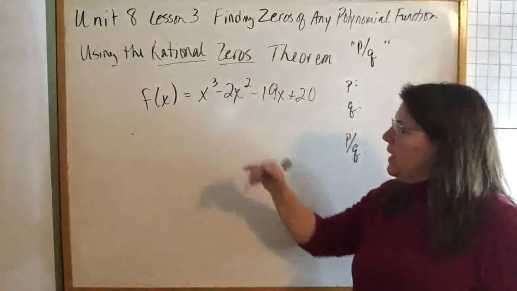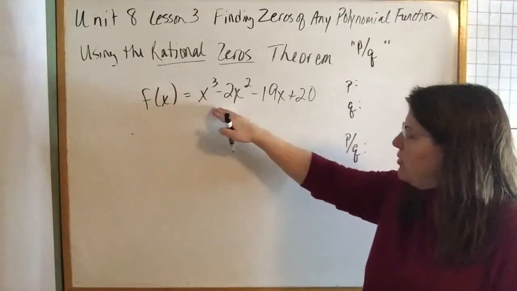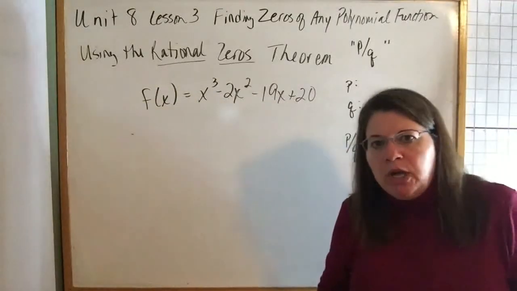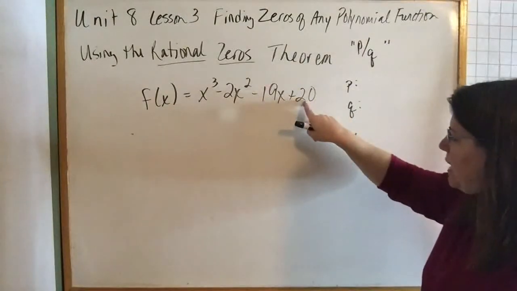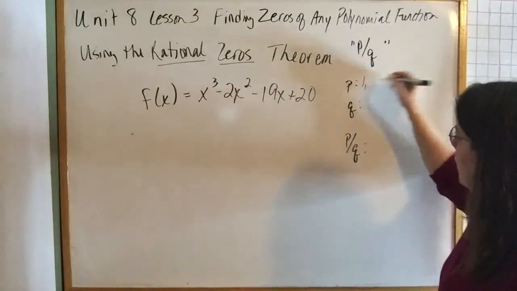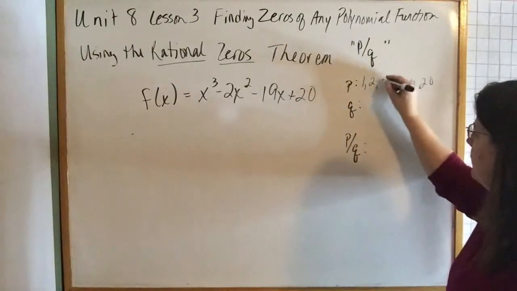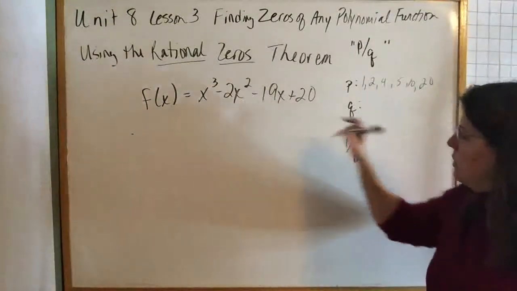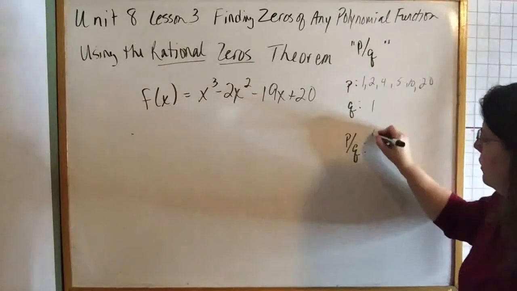Here's another one. I'm going to go ahead and tell you factoring by grouping will not work. If we take an x squared out here, we have an x minus 2. Nothing comes out of these two. So factoring by grouping is not going to work. So we're going to have to use the P over Q method. The P values here, the factors of 20, would be 1, 20, 2 and 10, 4 and 5. The Q values are 1, and then the P over Q's would be all of these numbers with plus minus in front.